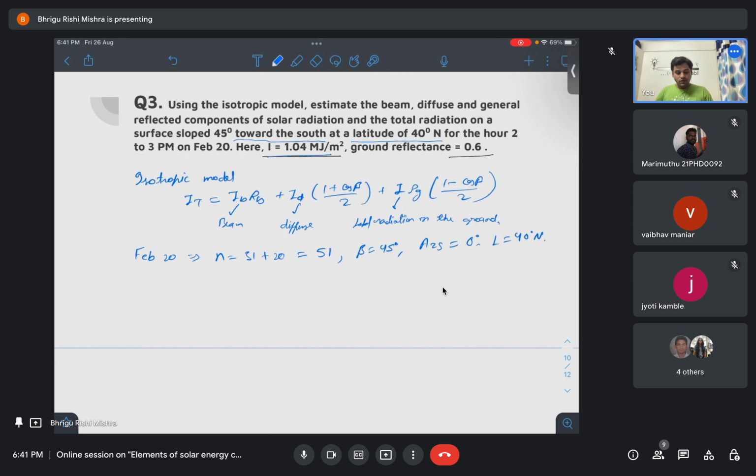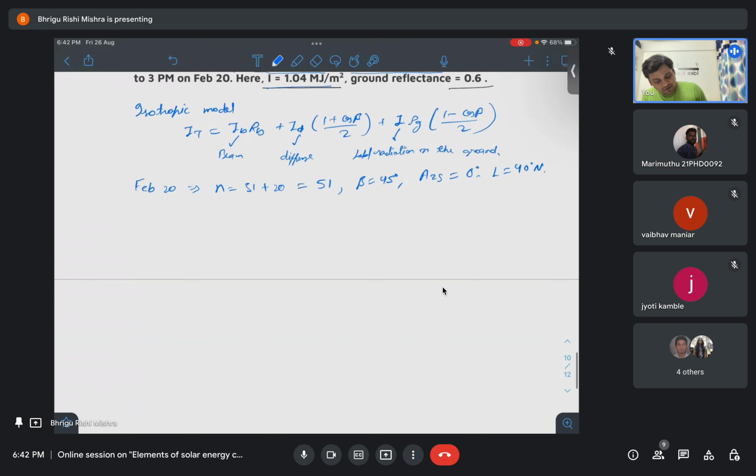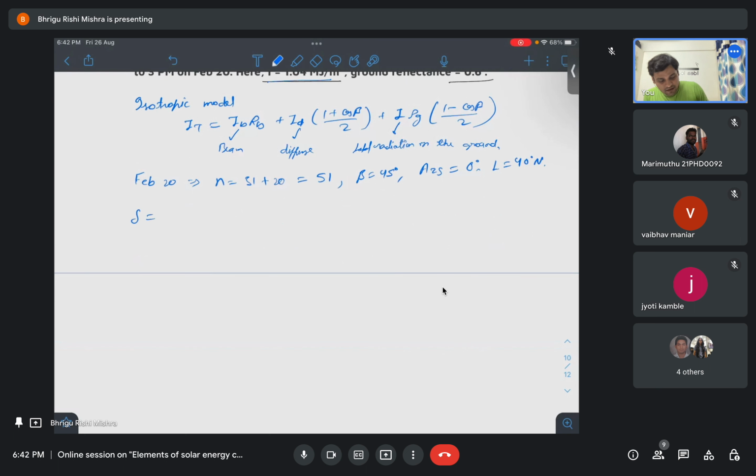Okay, since this is a problem of radiation, we need to calculate the declination angle, as well as the hour angle, to calculate the beam radiation and other angles for that surface. So first calculate the declination angle delta. It is 23.45 sine of 360 by 365 times (284 plus n), and n we have already got, 51.